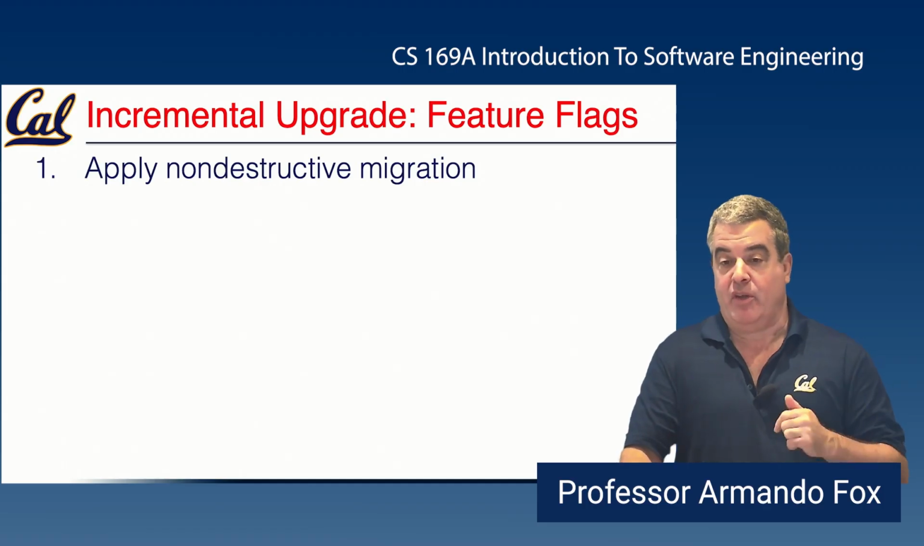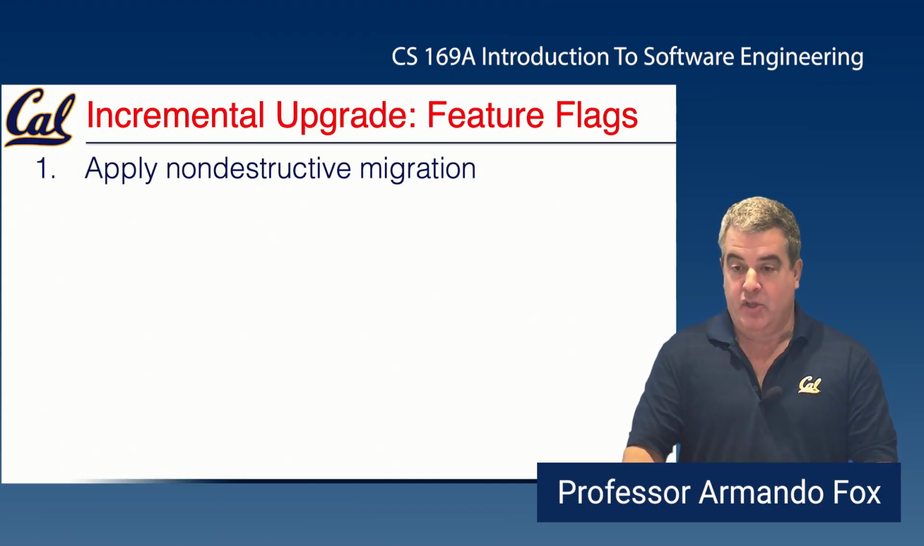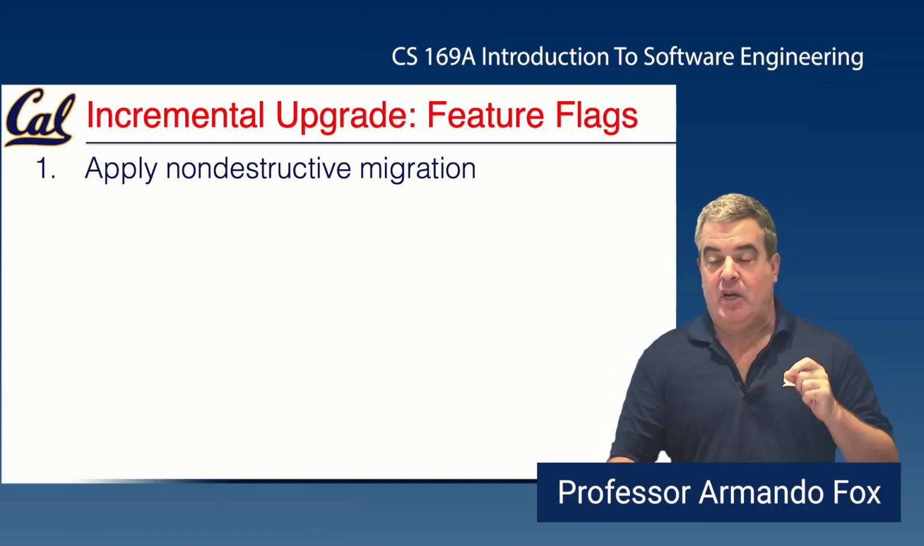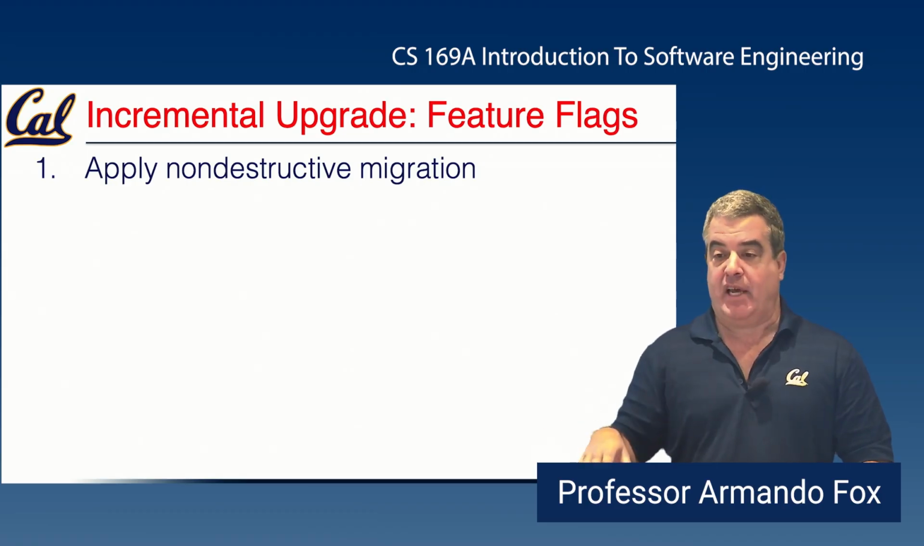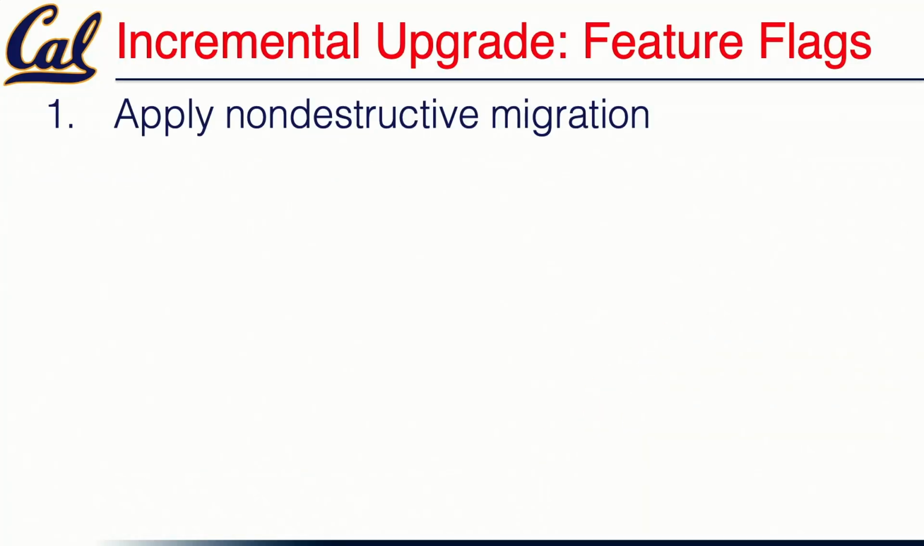You start by applying the non-destructive parts of the migration. So basically any database schema change that does not remove or irreversibly change data. In our case, for example, adding the two new columns for first and last name doesn't destroy anything. It just adds two new columns that start out being empty. So that's a non-destructive part of the migration.